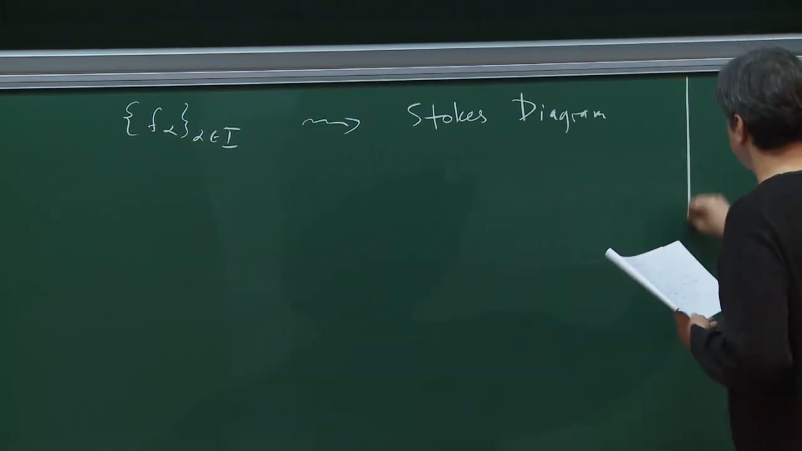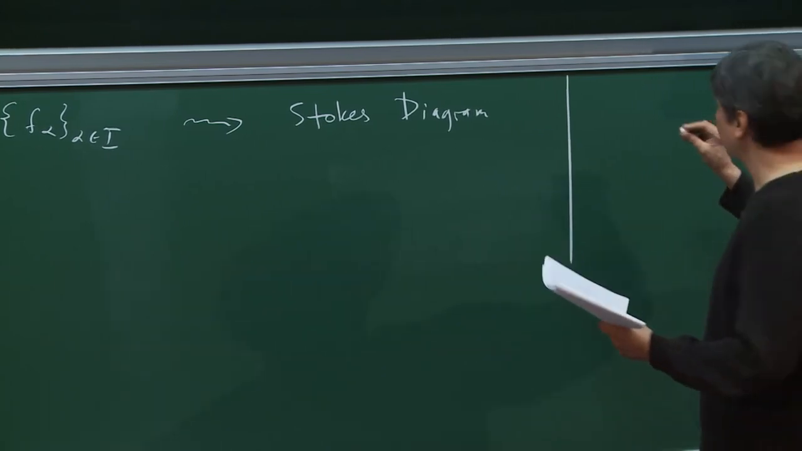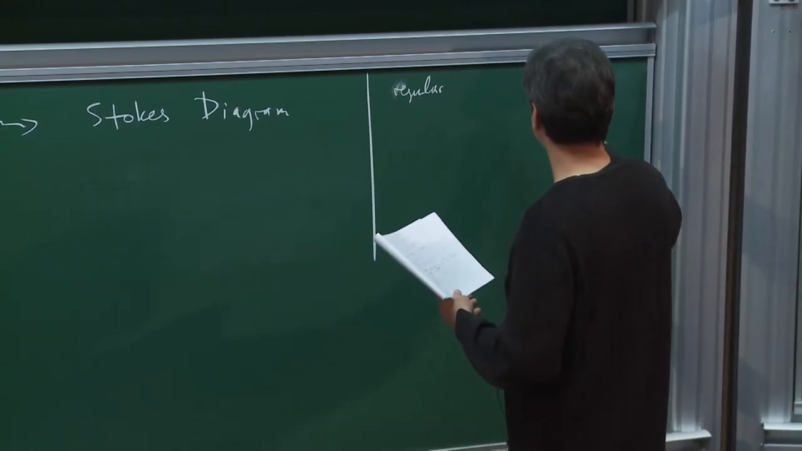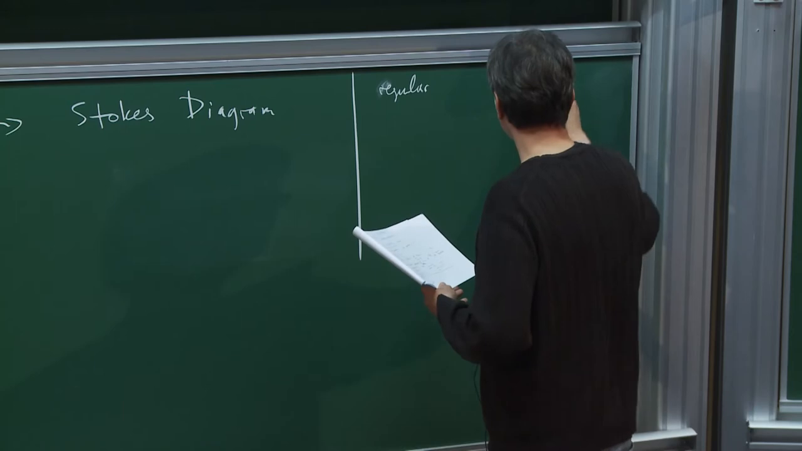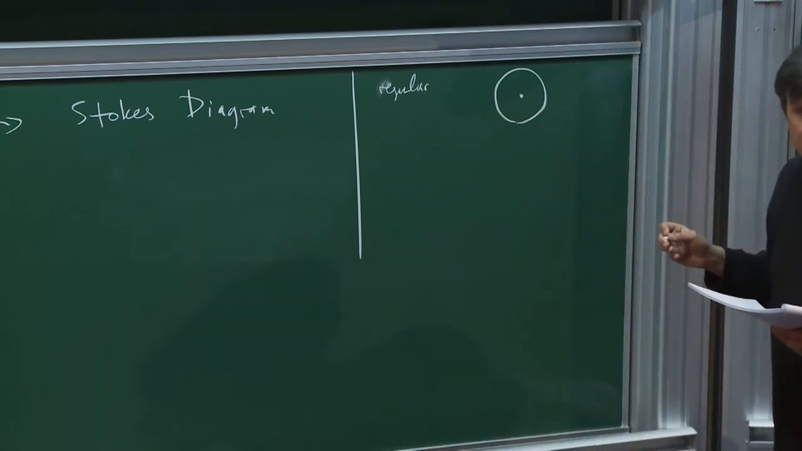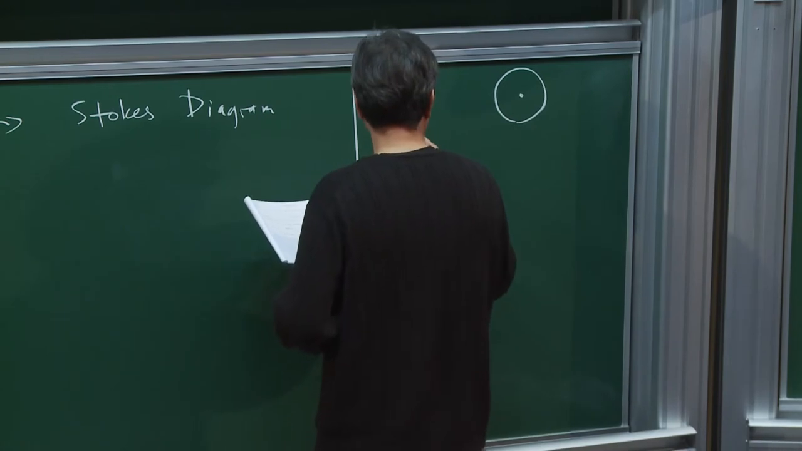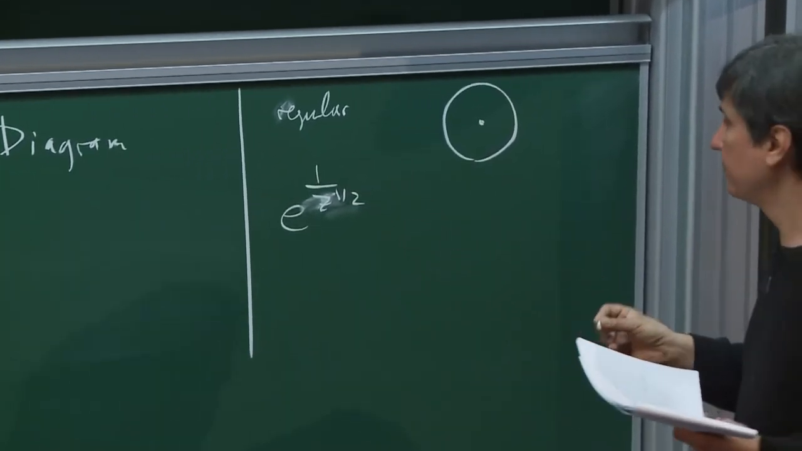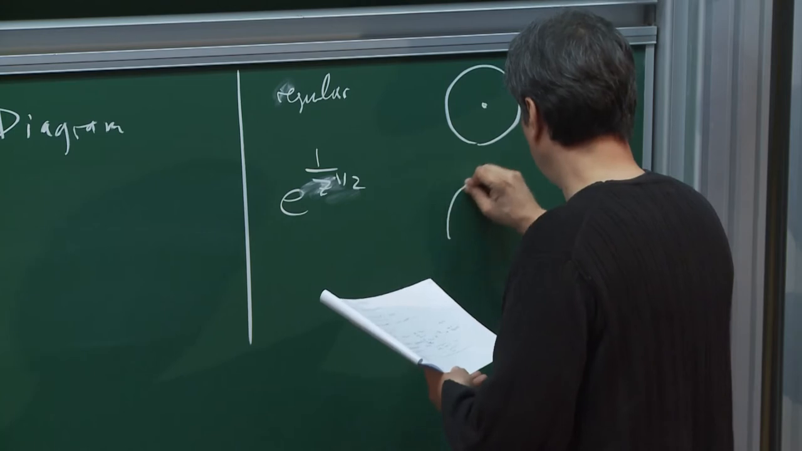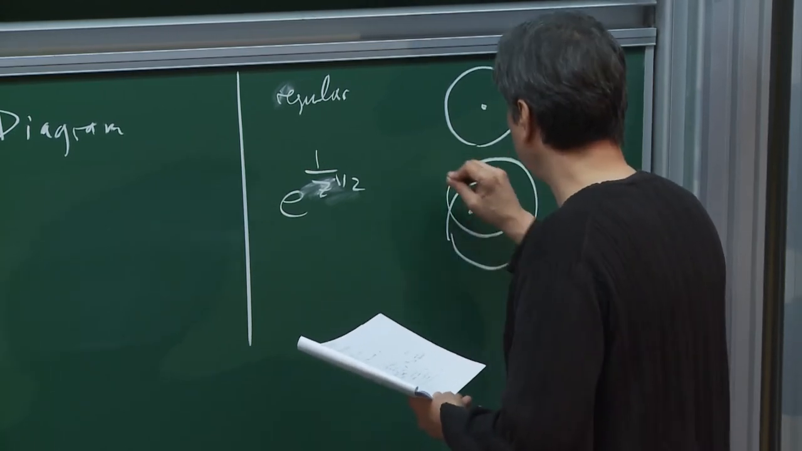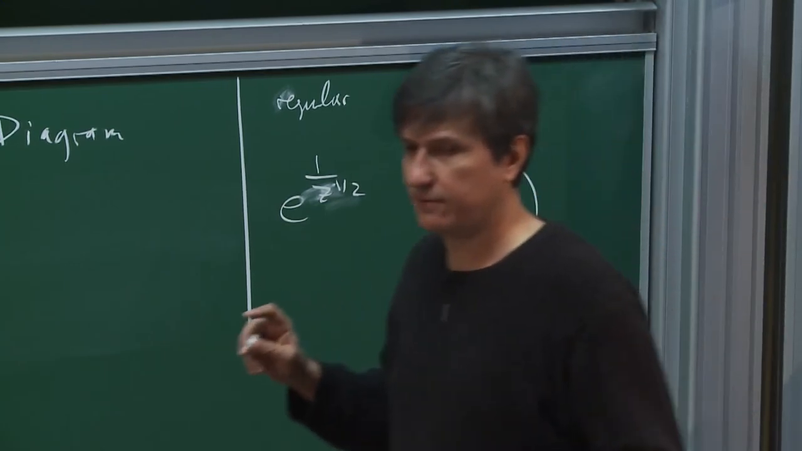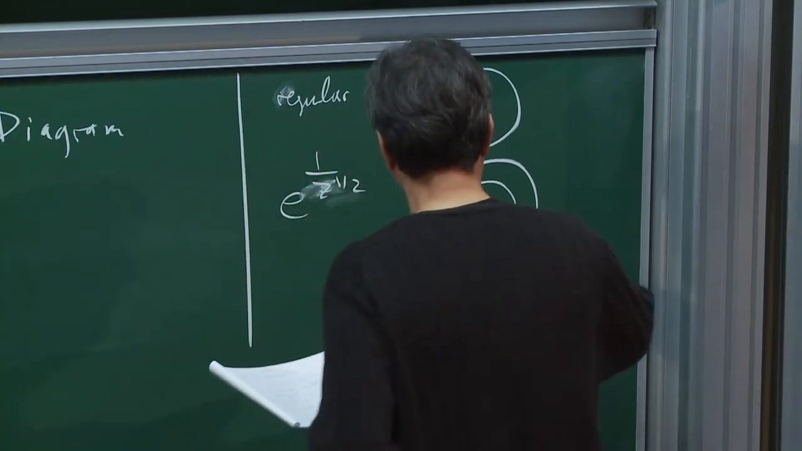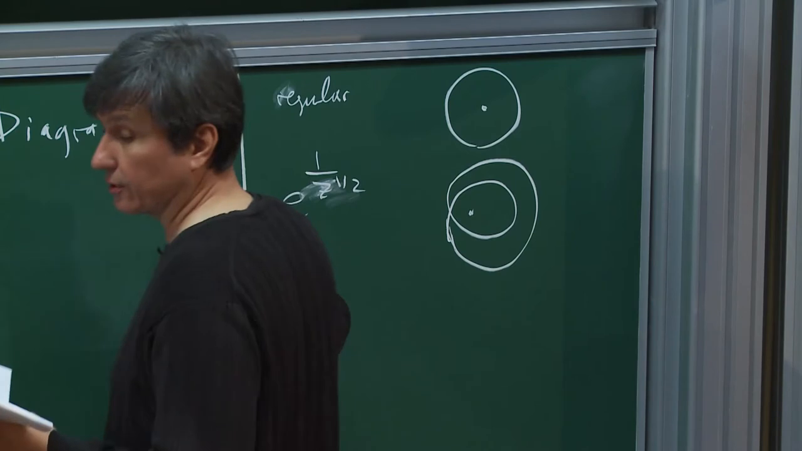What is a Stokes diagram? Again, maybe I'll start with examples. If you have just a regular singularity, then the Stokes diagram is a circle surrounding zero. And if it's, for example, the exponent of the square root of z, z to the power 1 half, then this guy will be... Sorry, Maxim, does this circle have a radius? I will be more precise later. The Stokes diagram is defined maybe up to a certain isotopy.